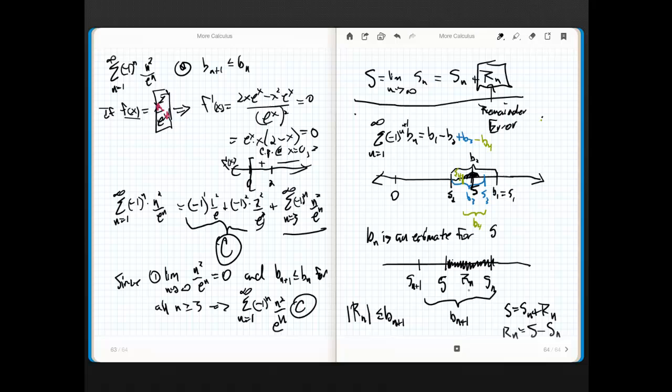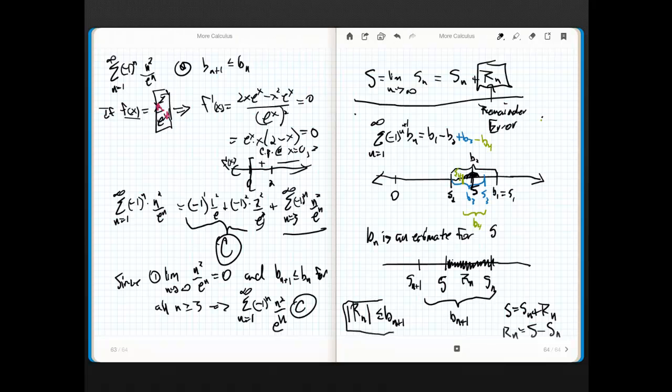Now look at it again. Make sure that you believe me. R sub n is the distance between S sub n and S. B sub n plus 1 is always the next term. And when I add it to S sub n, I get S sub n plus 1. So this distance is always going to be greater than or equal to R sub n. And that distance, we already know, is B sub n plus 1.